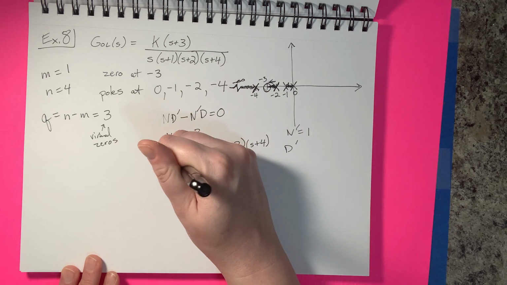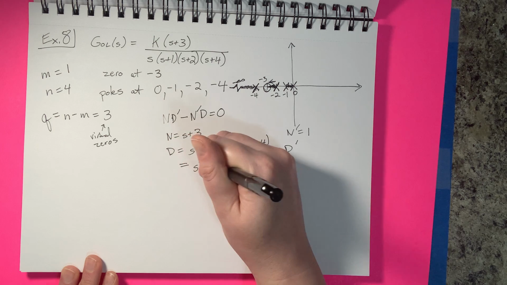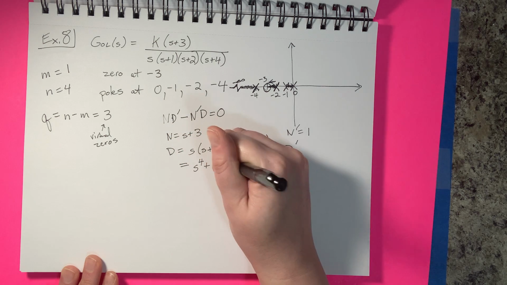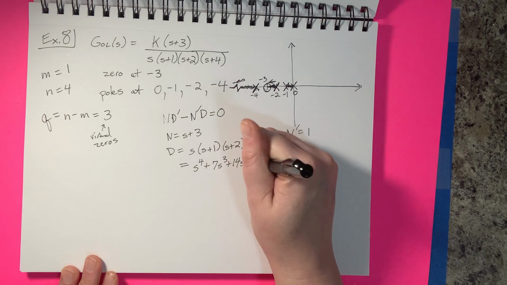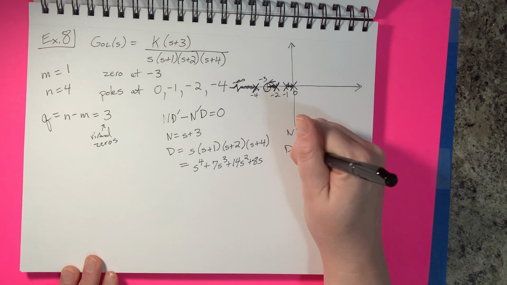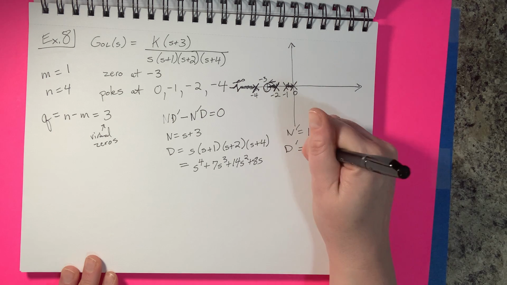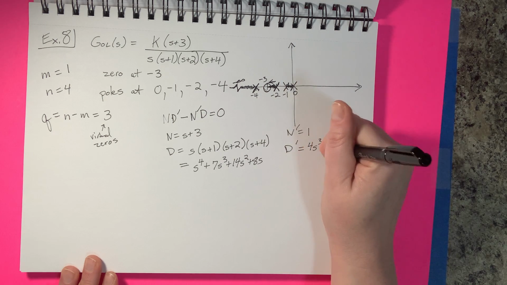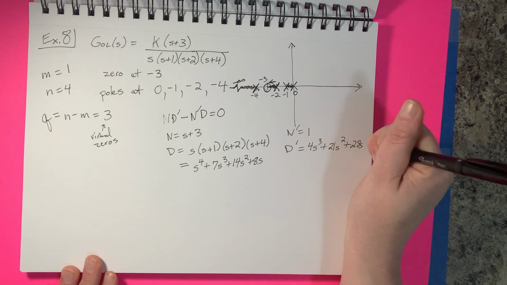all of this out. So let's go ahead and do that, and we should end up with s to the fourth plus 7s cubed plus 14s squared plus 8s, if you multiply that out. And then the derivative of d should be 4s cubed plus 21s squared plus 28s plus 8.